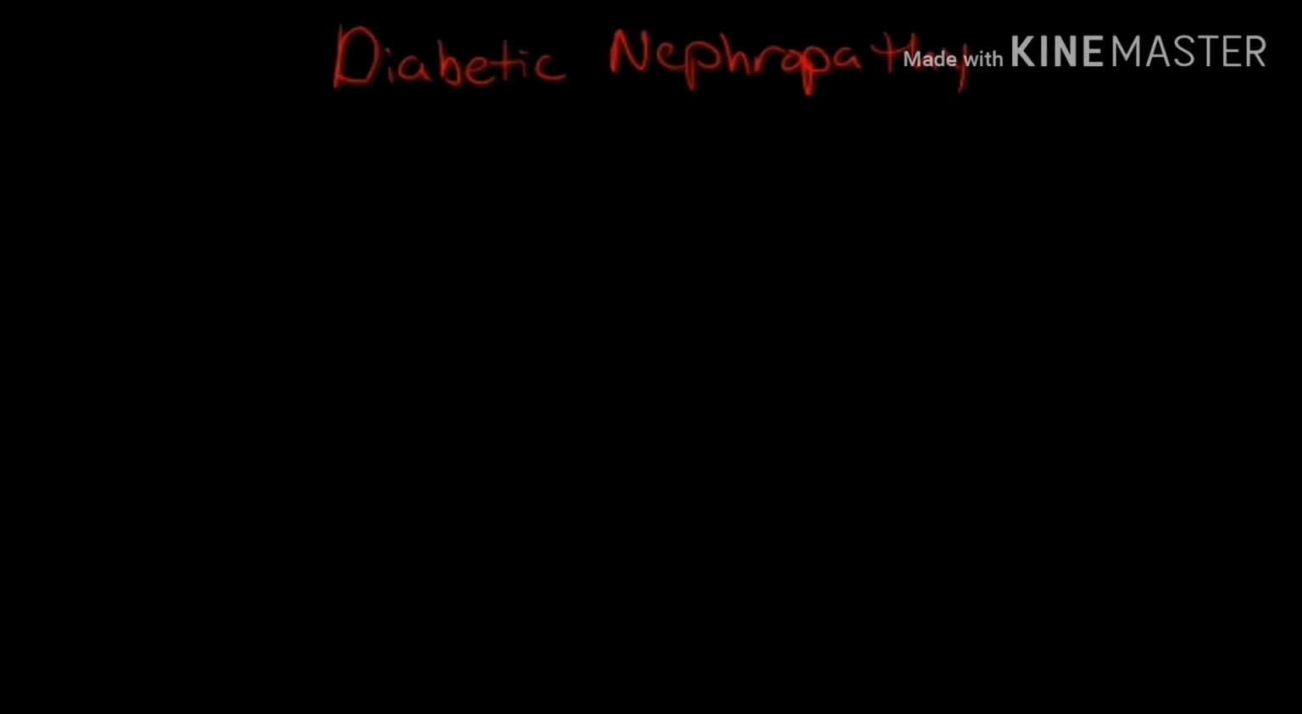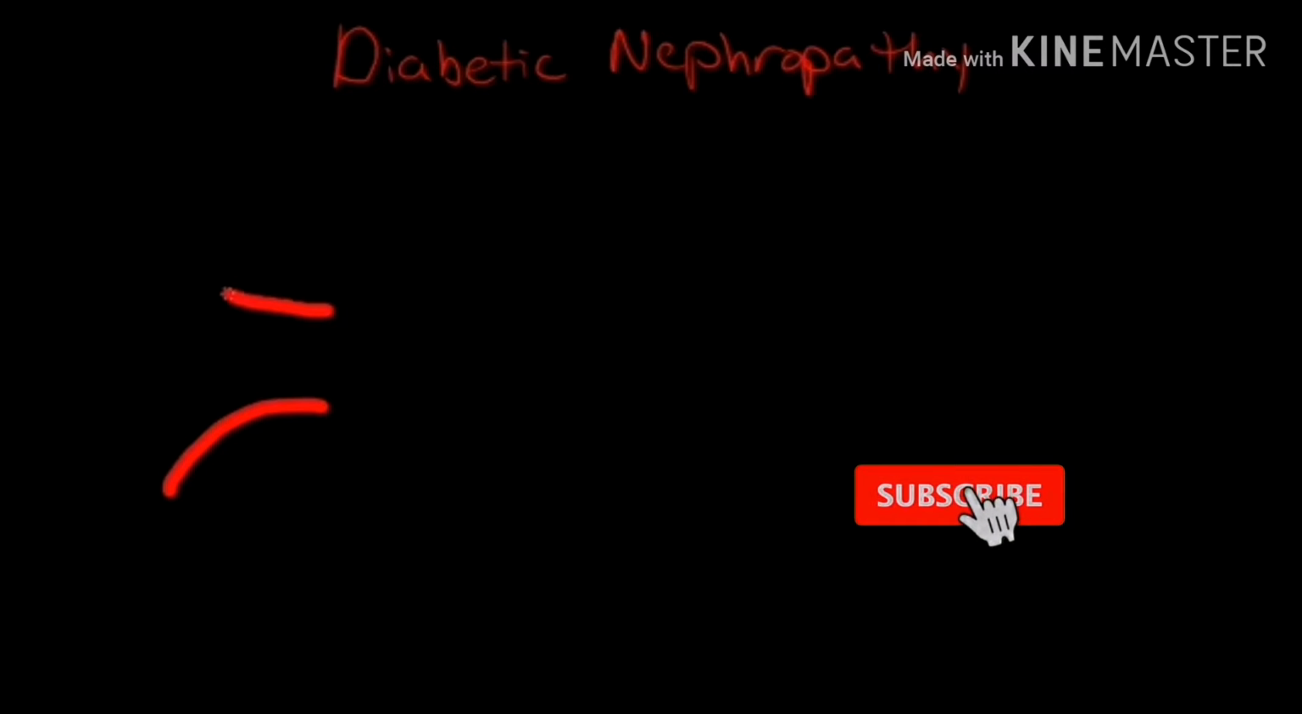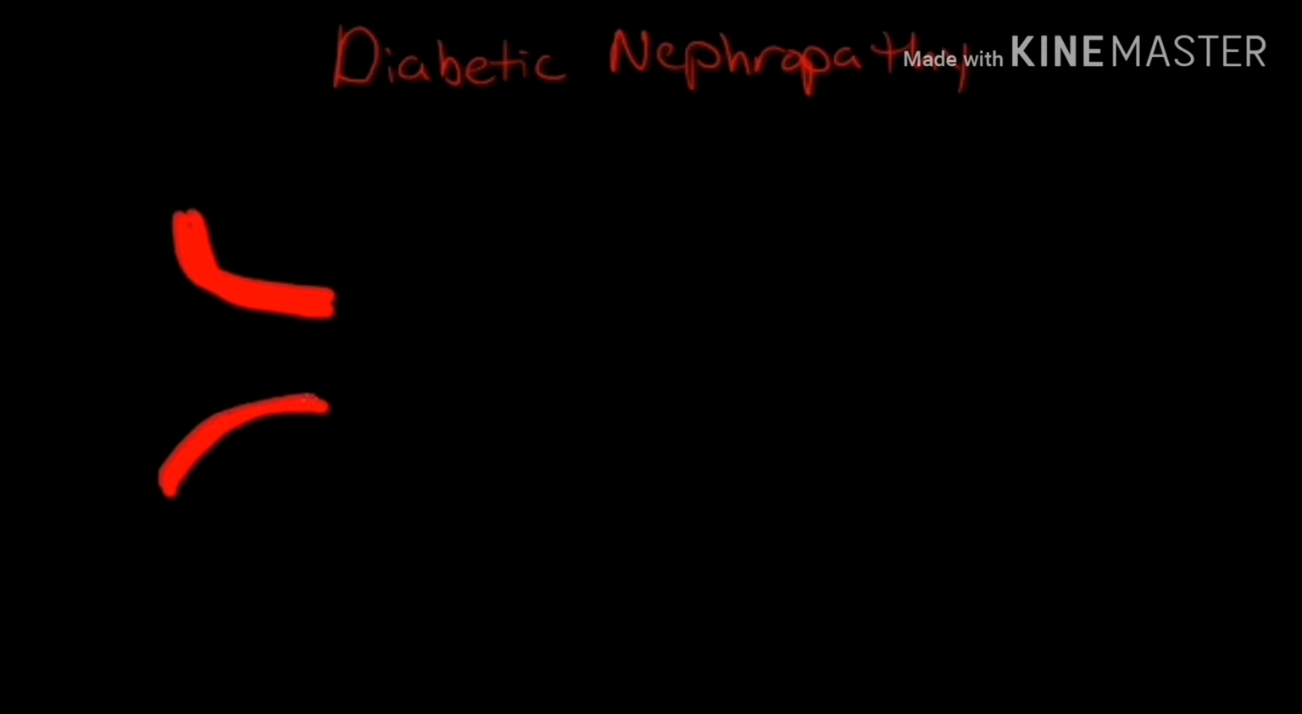Hello, Andrew Wolf here. In this video I'm going to talk about diabetic nephropathy. Now in the last video, when we talked about hypertensive nephropathy, we talked a lot about how the glomerulus of the kidney is exposed to very high pressures. And of course this is an adaptation to allow the kidneys to make an ultrafiltrate.